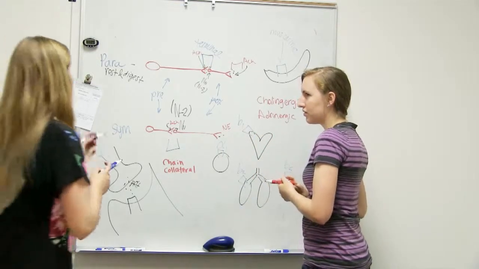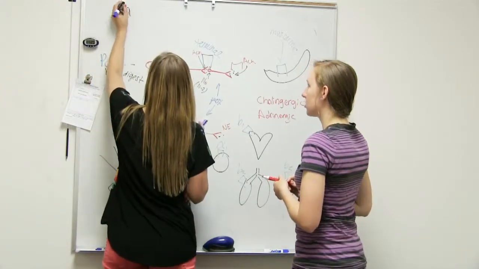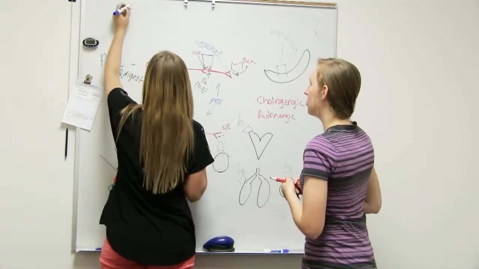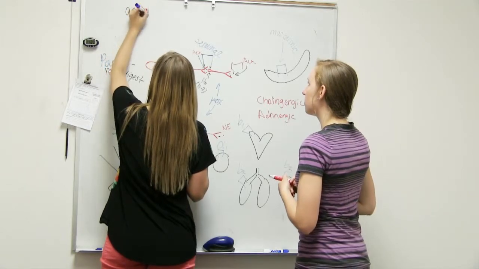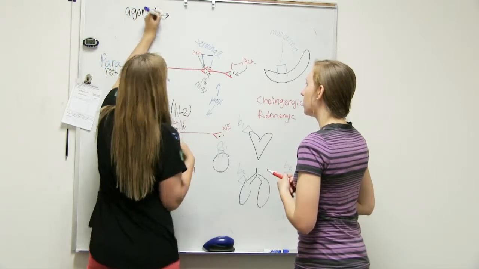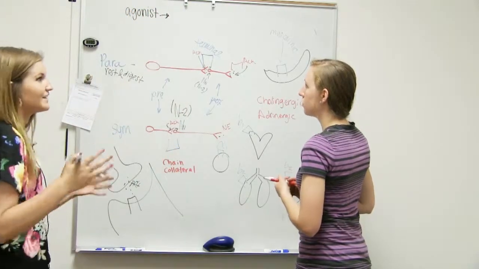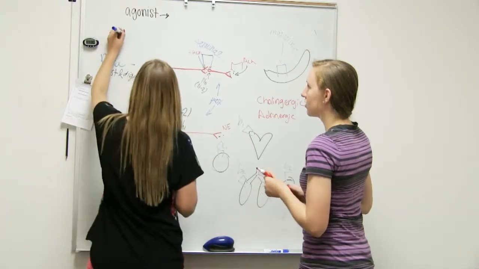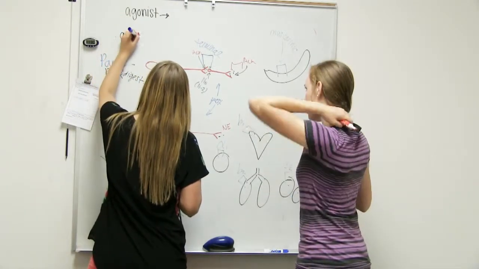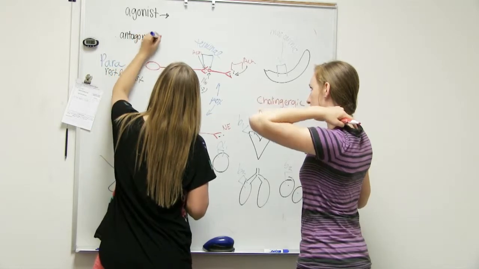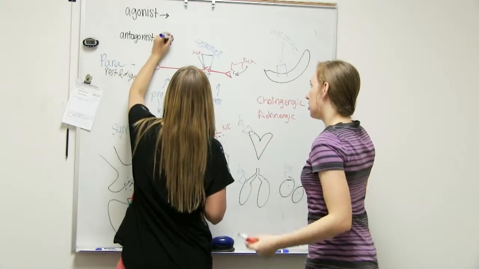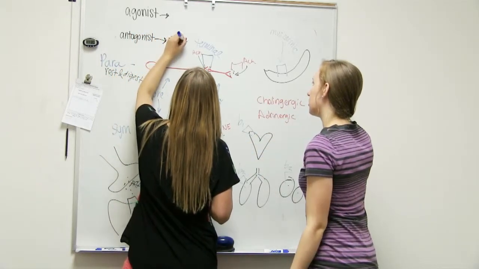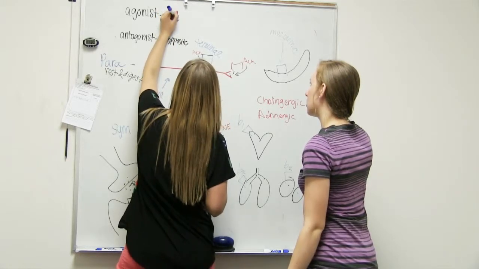Do you ever do drama, like plays? An agonist is kind of always the hero, the good guy. And then we have an antagonist. The antagonist is what stops or inhibits it, so it's going to do the opposite. And the agonist is kind of the normal function.